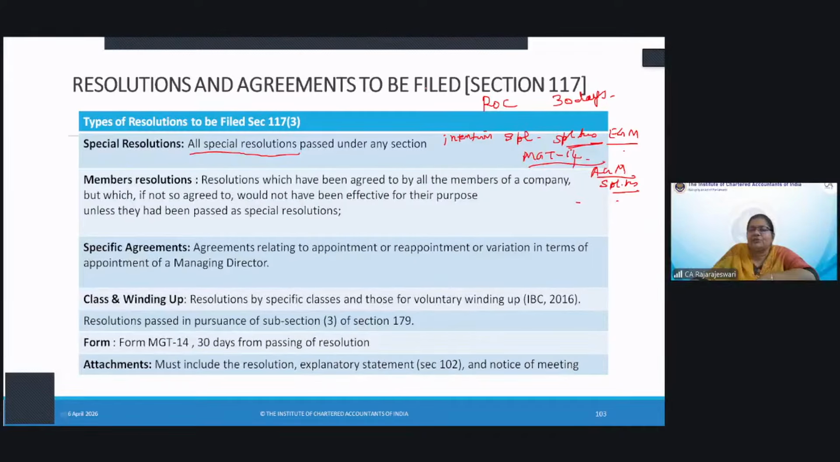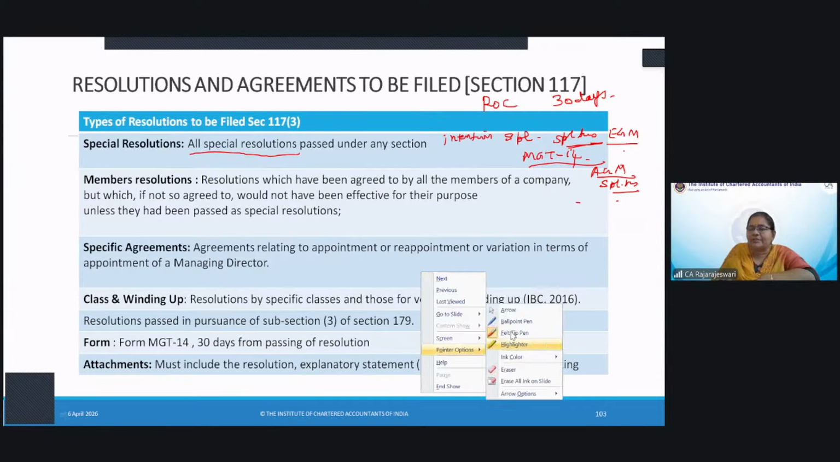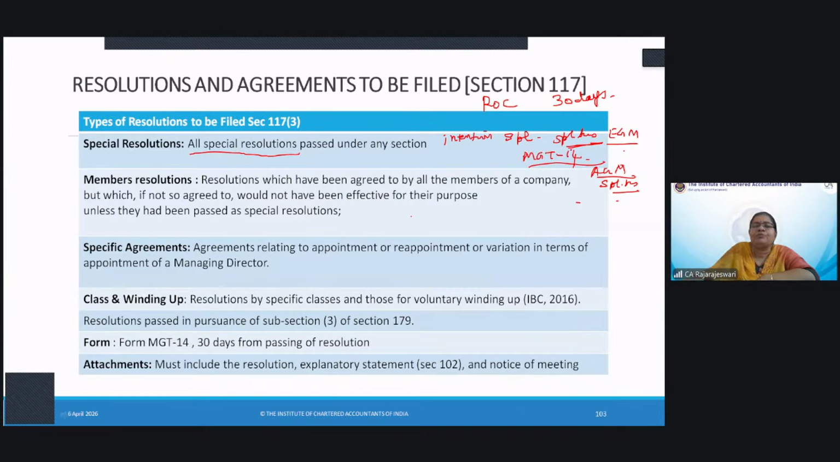Then members' resolution. Resolutions which have been agreed to by all the members, but which, if not so agreed to, would have been effective for that purpose unless they had been passed as a special resolution. See, they have intended that to be passed as a special resolution. It could be done as an ordinary resolution, but they wanted it to be a special resolution. So even in that case, you have to file the resolutions which have been passed by the members.